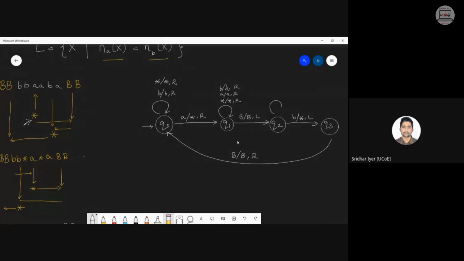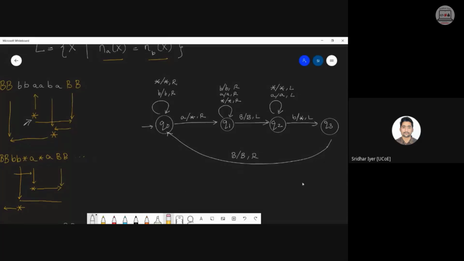Now, while moving back from Q2, Q2 is nothing but we are coming back, right? Q2 is we are moving back in search of B. So on the way, if a star is found, keep the star as star and keep moving left. Keep A as A and keep moving left. We are only trying to find the B symbol. Am I correct? Any confusion so far? Do let me know. We are simply following the logic, nothing else.